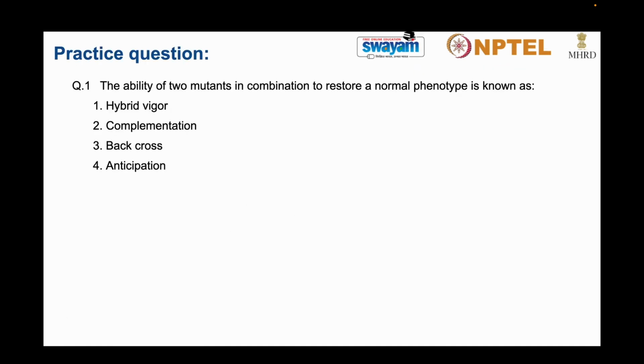Now let's practice a few MCQs, as we have discussed a lot of content. The first MCQ: the ability of two mutants in combination to restore a normal phenotype is known as what? Option A says hybrid vigor, option B says complementation, option C says backcross, and option D says anticipation. You can think and then answer.